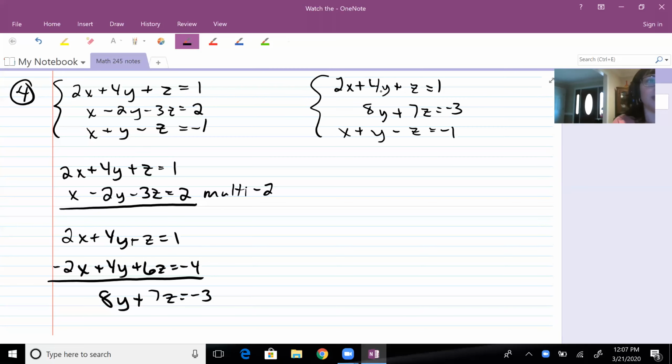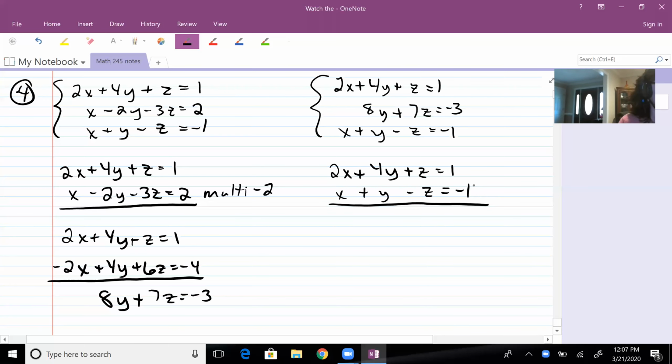All right, so the next step. The second step says we need to use the first and the third equations in the system. So let me write down the first one and the last one. And again, we're going to focus our attention on getting rid of x out of the equation. So again, if I multiply the bottom equation by negative 2, I'm going to see that the x's are going to cancel out.